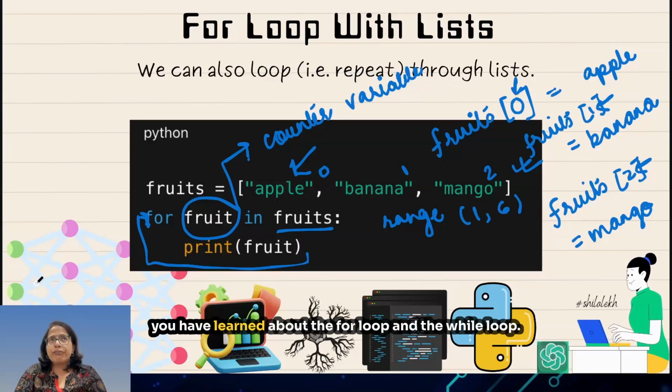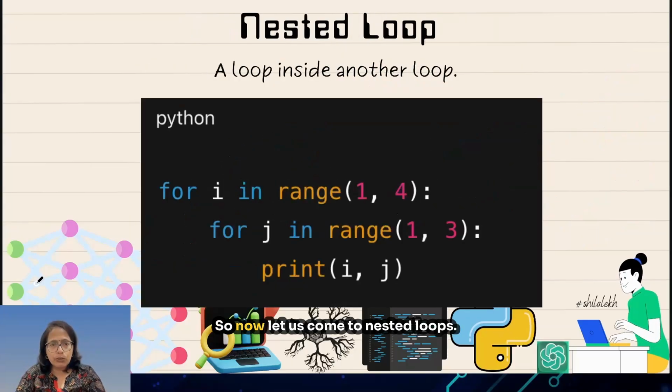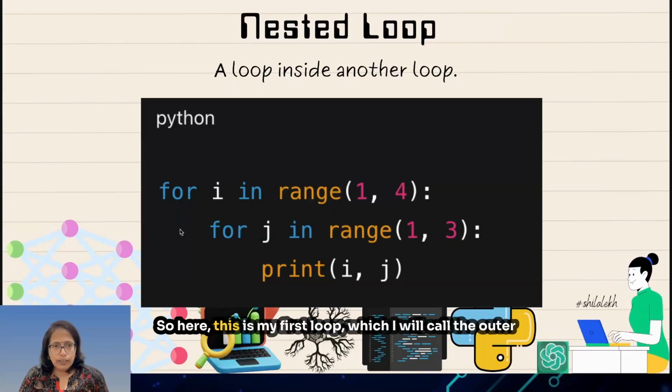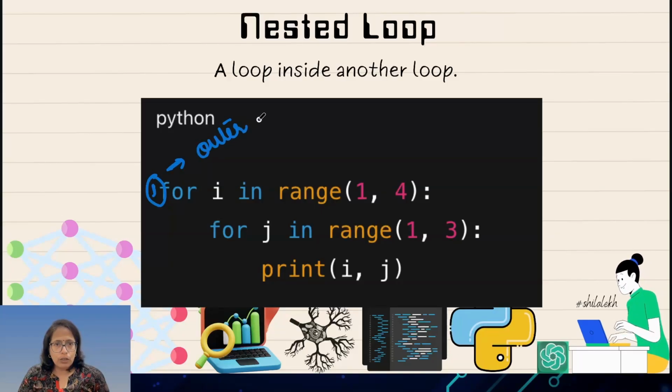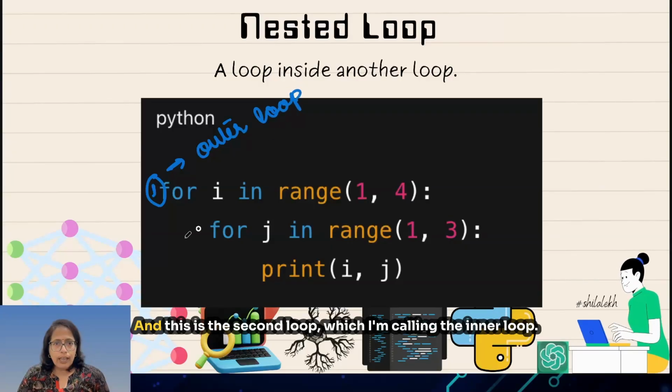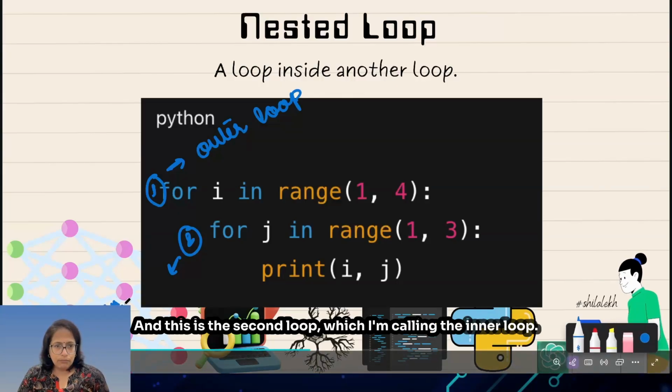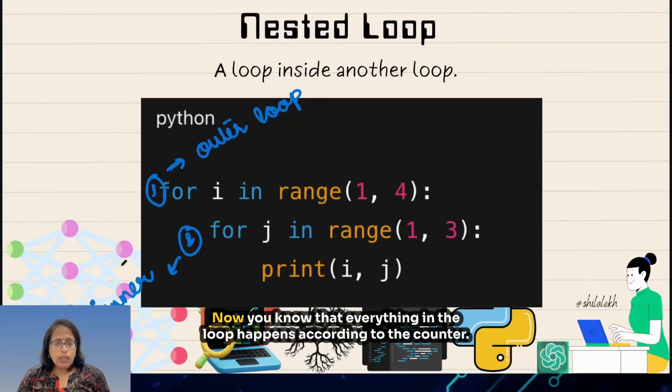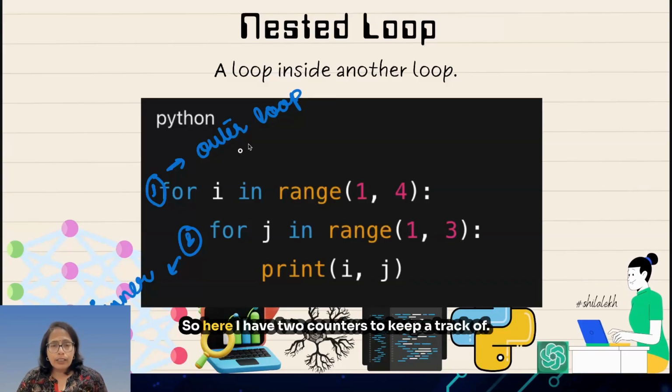Now you have learnt about the for loop and the while loop. So now let us come to nested loops. What are nested loops? A loop within a loop. So here, this is my first loop, which I will call the outer loop. Okay? And this is the second loop, which I am calling the inner loop. Now you know that everything in a loop happens according to the counter. So here I have two counters to keep track of.